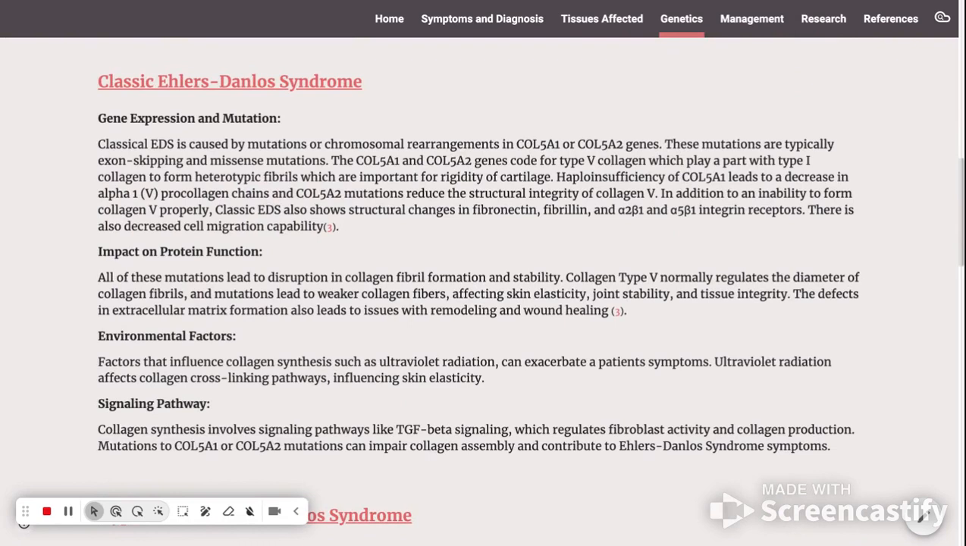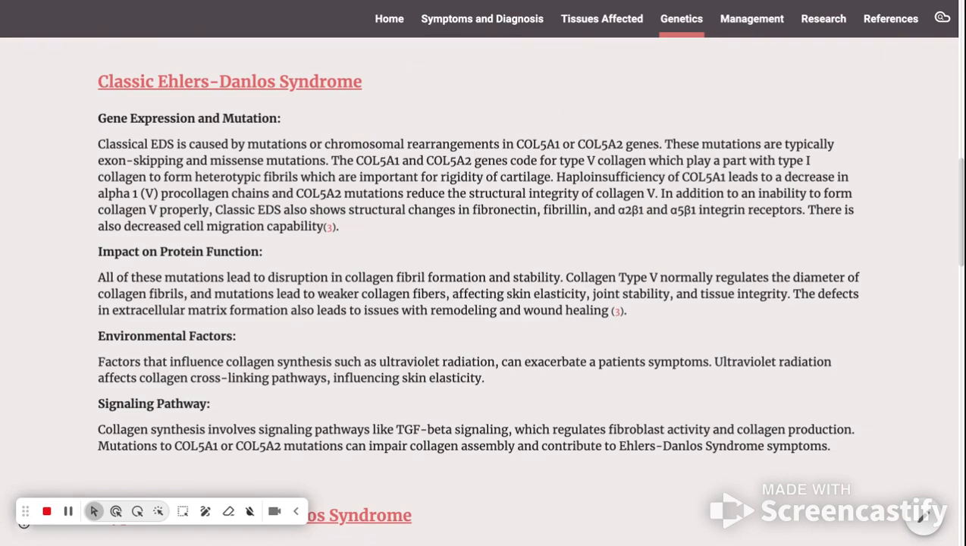And so this occurs by mutation in the COL5A1 or COL5A2 genes. And the mutations are typically either missense, which is when a single nucleotide gets changed and results in a codon change, or exon skipping, which is when part of the DNA gets skipped over, and this can lead to a shorter protein being formed.